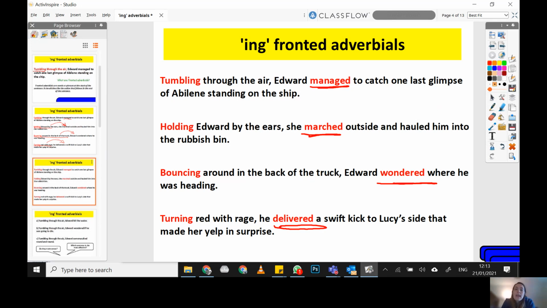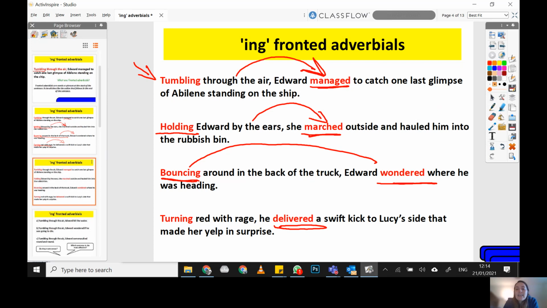So our fronted adverbials today are going to be action words that tell us how it is happening, and then that is going to link to the second verb that tells me what is happening. Okay, so I know she is holding him by the ear, so I know how she's holding him as she marches him outside. I know how he is being affected. He is bouncing as he wonders. Okay, so I can see both what is happening in my second verb, the verb that's in the main clause, and how it's happening in my fronted adverbial.